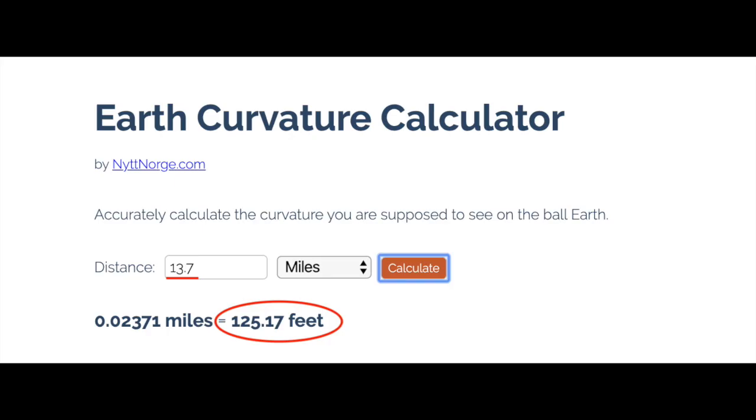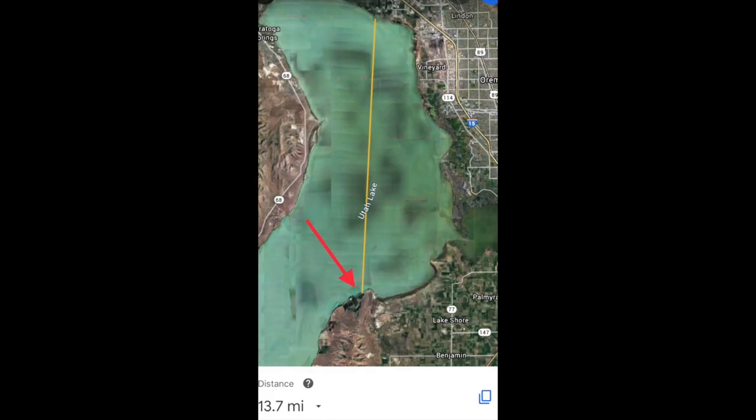At this distance, the curvature would be 125 feet at ground level. That will change as your eye height goes up or down, but we'll calculate that again later. My dad, who I'd like to personally thank for being an awesome support during these endeavors, was positioned on the south side of the lake and was armed with a high-powered flashlight and laser. Here's a quick visual of his location.